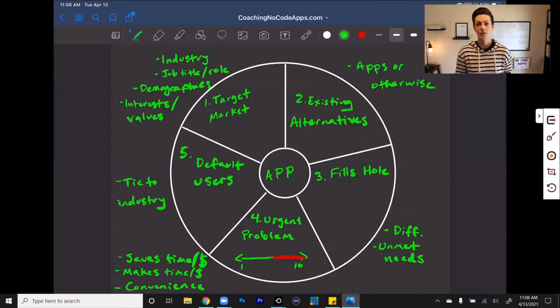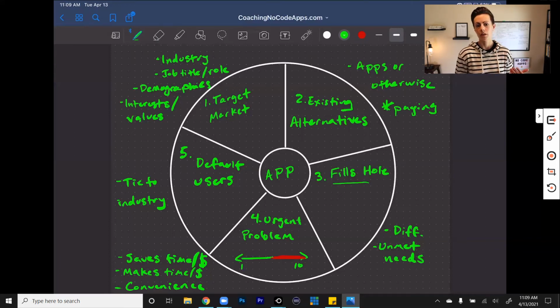Then look at existing alternatives that those people are using to solve the problems they have, whether those existing alternatives are apps or otherwise. This is a good thing. If people are already solving it, and bonus, if they are paying to solve this problem, they don't have to be, but if they're paying to solve it, bonus, that's even further validation that this type of solution that you're building is really needed. Okay. But again, you're not just looking to copy other solutions out there. So you want to see where your app can fill a hole.